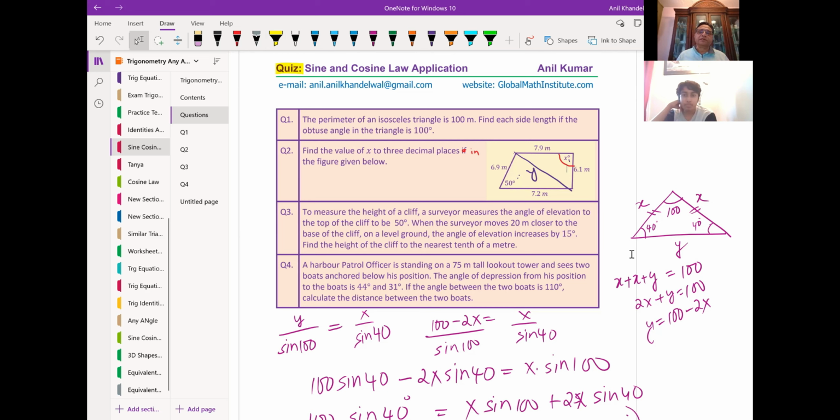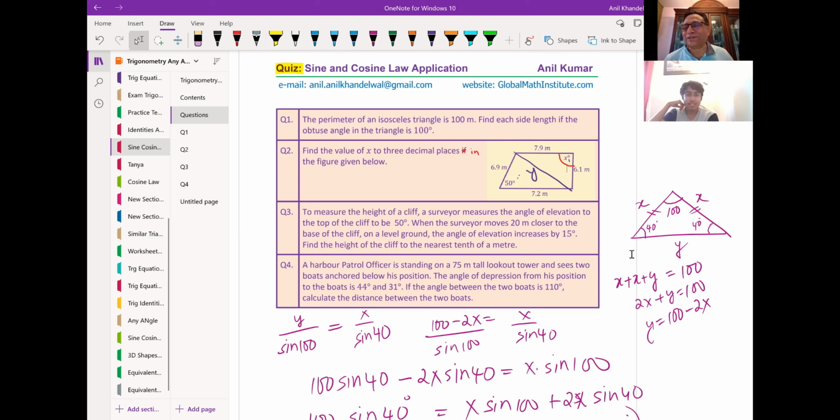Question number 4. Can you please read that? A harbor patrol officer is standing on a 75-meter tall lookout tower and sees two boats anchored below his position. The angle of depression from his position to the boats is 44 degrees and 31 degrees. If the angle between the two boats is 110 degrees, calculate the distance between the two boats.